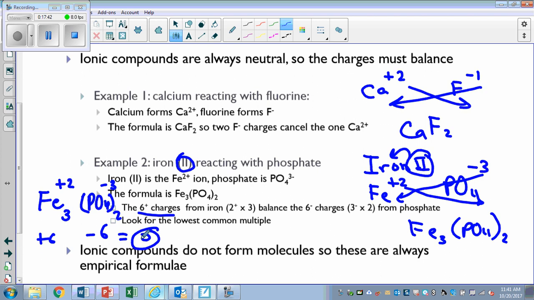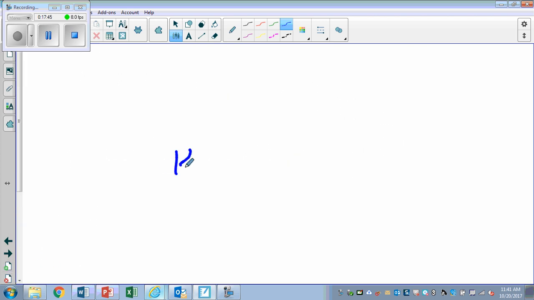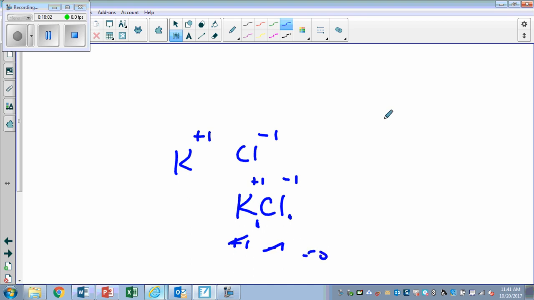For example, you have K plus and Cl minus. So the formula is going to be KCl. It's one atom of potassium with plus 1 charge and one atom of chlorine with minus 1 charge. So plus 1 and minus 1 cancel each other, and it is 0. If it is K2O, I know that potassium has the oxidation number of plus 1 and oxygen has the oxidation number of minus 2.